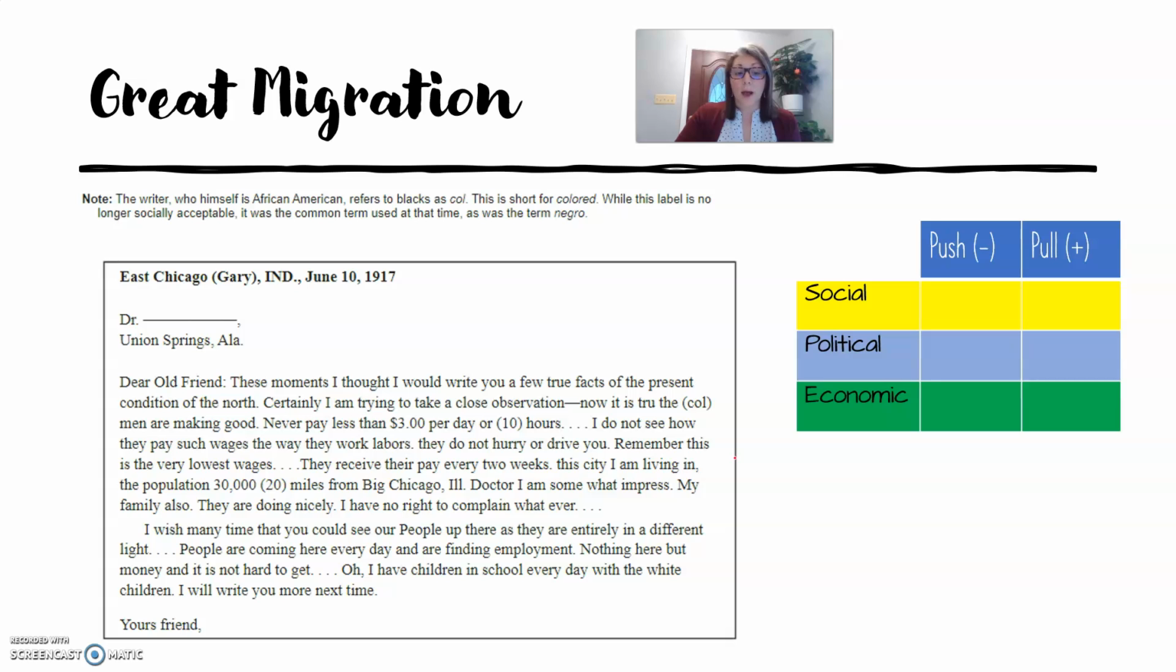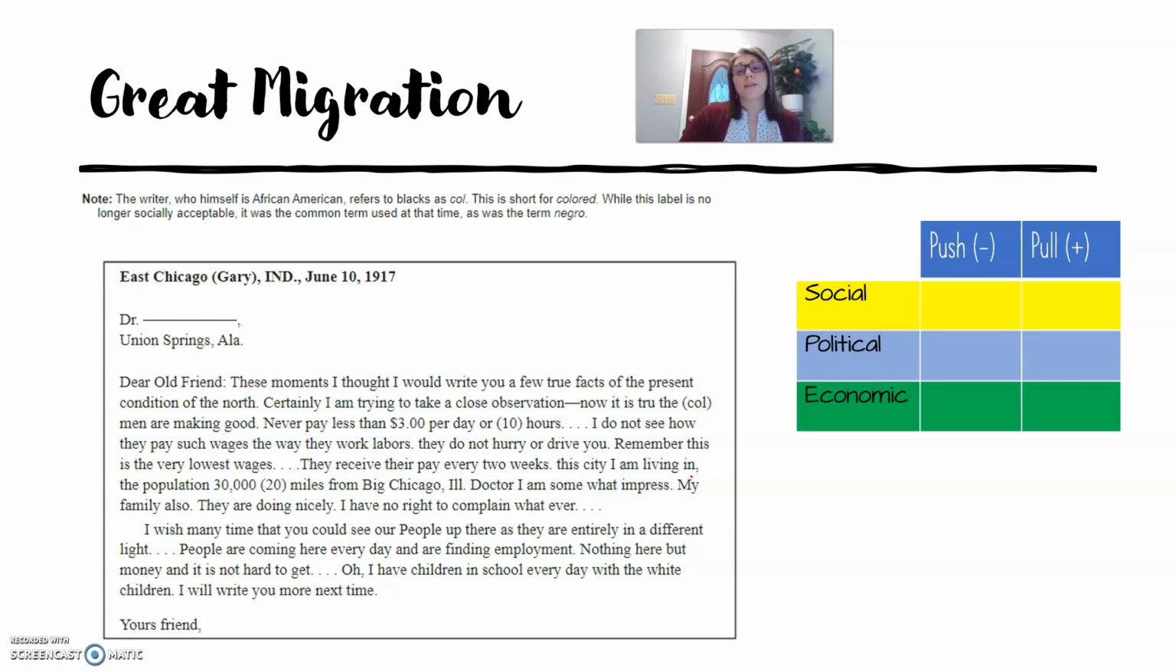This city I'm living in has a population of 30,000, 20 miles from the big Chicago. Doctor, I am somewhat impressed. My family also, they are doing nicely, and I have no right to complain whatever. I wish many times that you could see our people up here, as they are in an entirely different light. People are coming here every day and are finding employment. Nothing here but money, and it's not hard to get. Oh, I have children in school every day with the white children, and I will write to you more next time.